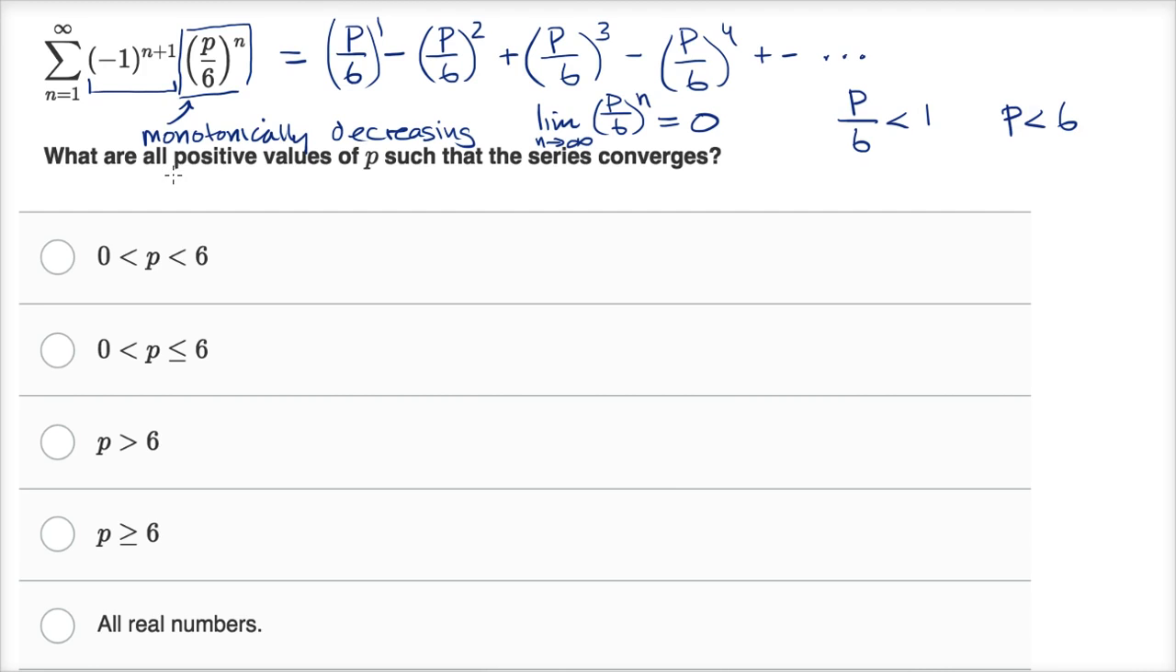And they told us, for what are all the positive values of p? So we also know that p has to be greater than 0. So p is greater than 0 and less than 6, which is that choice right over here. And once again, we're not going to say less than or equal to 6, because if p was equal to 6, this term is going to be 1 to the n. And so we're just going to have 1 minus 1 plus 1, on and on and on forever. So definitely like that first choice.